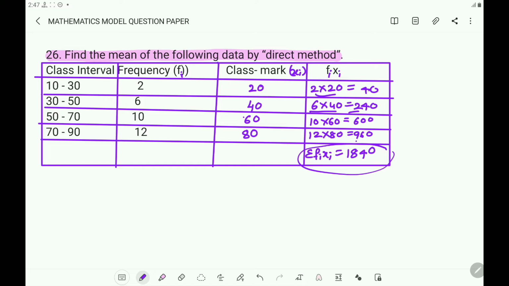Then also you get the summation of Fi, sigma Fi. So what is the sum here? 2 plus 6 is 8. 8 plus 2 is 10. 1 carry. 1 plus 1 plus 1 is 3, so 30. The sum of these 2, 6, 10 and 12 is 30.